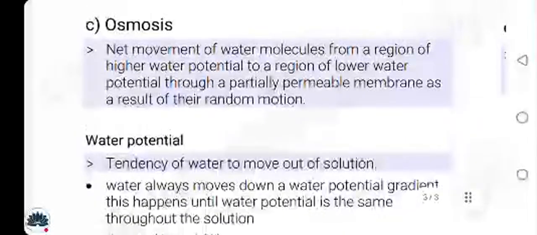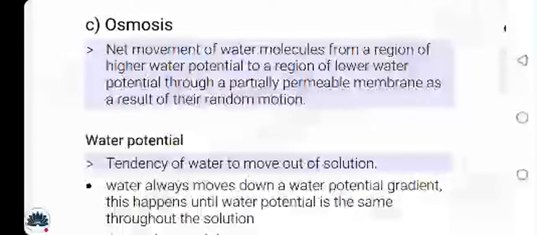What is osmosis? The net movement of water molecules from a region of higher water potential to a region of lower water potential through a partially permeable membrane as a result of their random motion, down the concentration gradient.